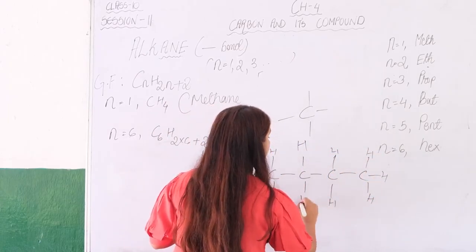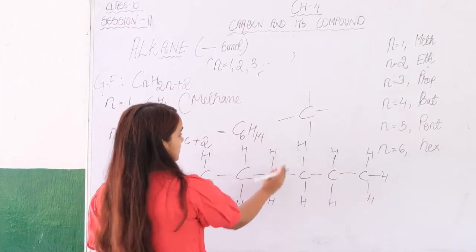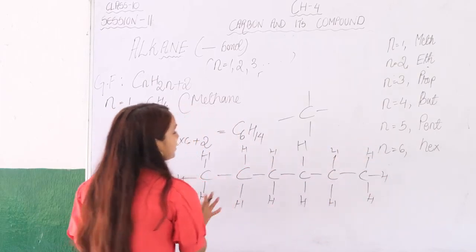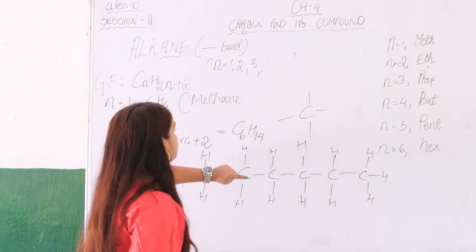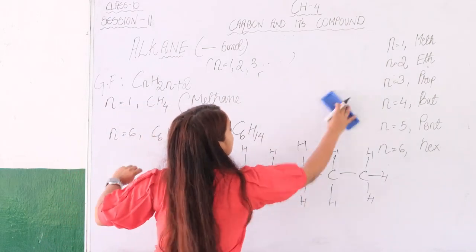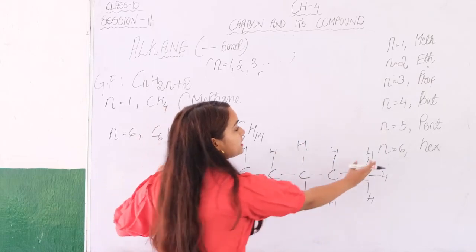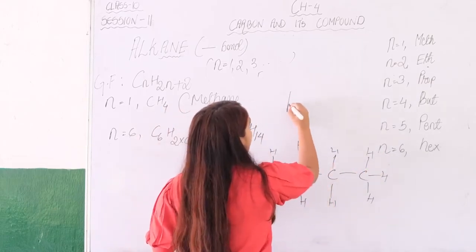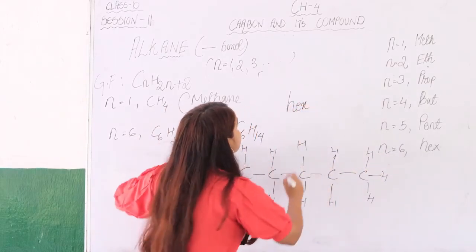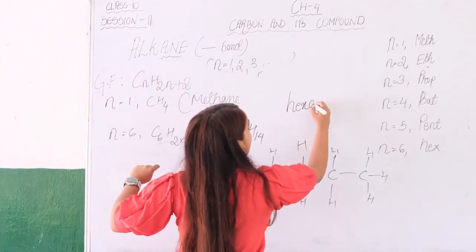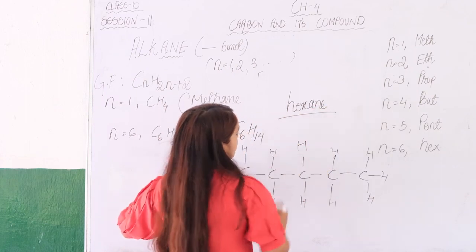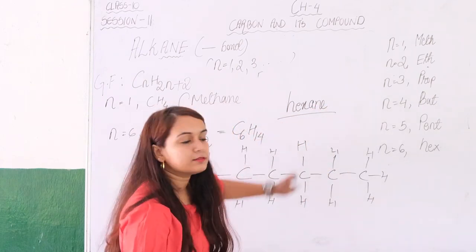It will come out to be 14. Altogether, the formula is C6H14. Now, how do we name it? Since we are taking n equal to 6, n equal to 6 means what? It is hex. And since we are doing it for alkane, the suffix will be "ane". So, the name is hexane.